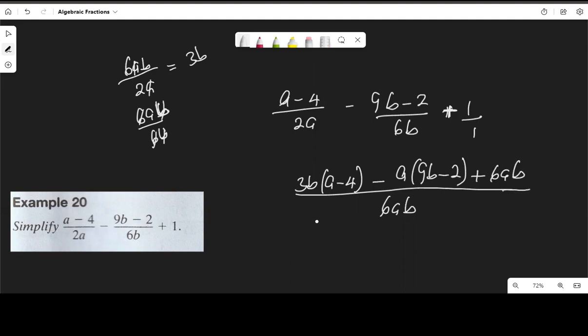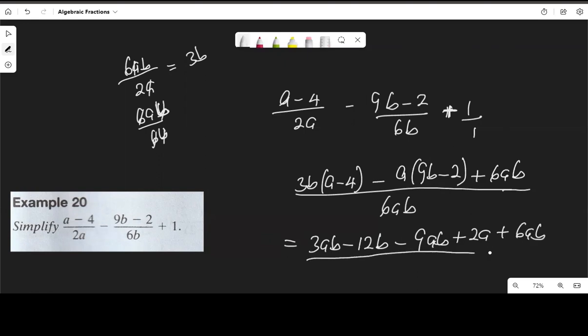So let's distribute this 3. 3b times a is 3ab. And 3b times negative 4 is negative 12b. Minus a times 9b is 9ab. And minus times minus is plus. A times 2 is 2a, plus 6ab, all over 6ab.